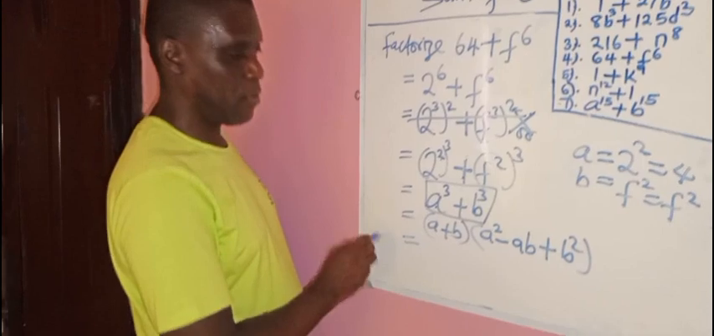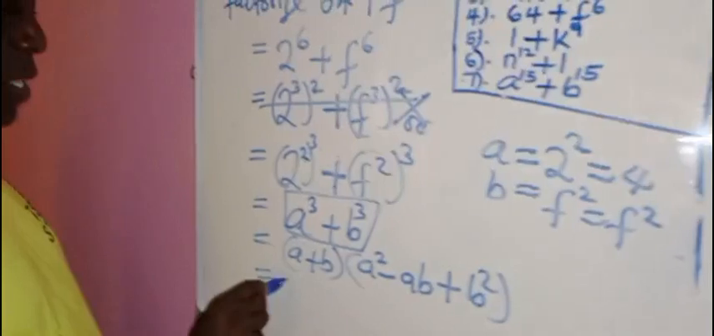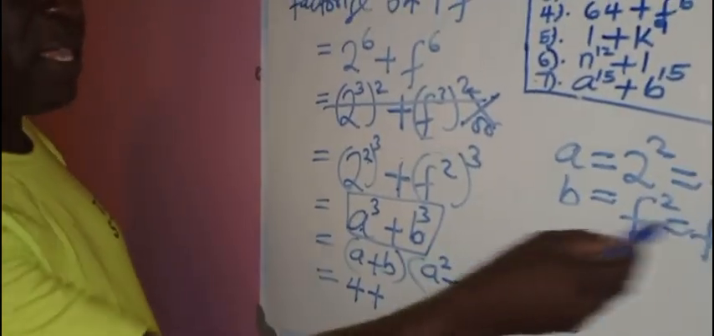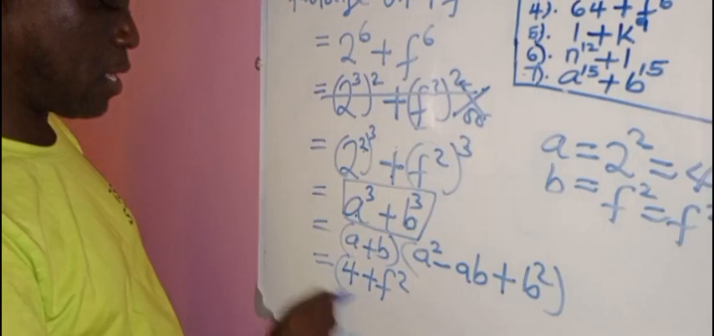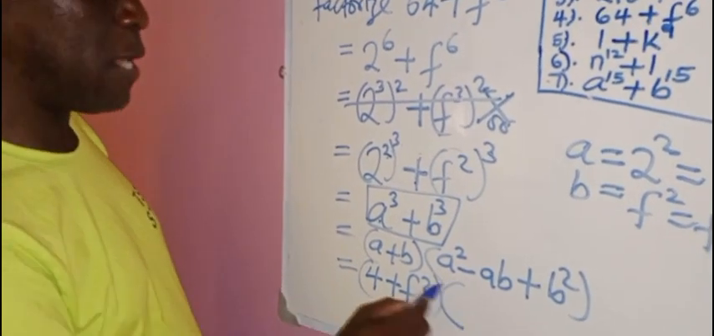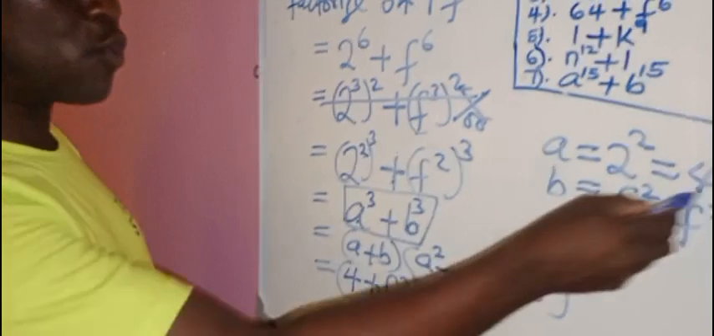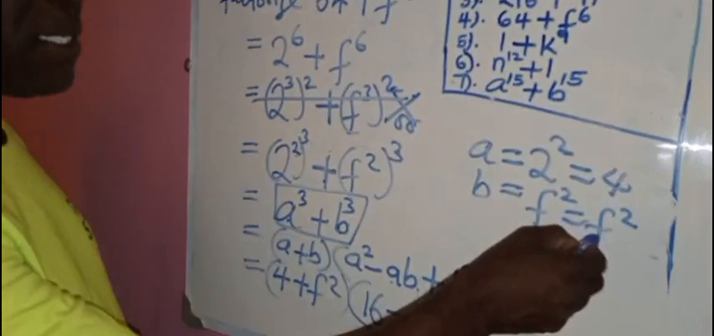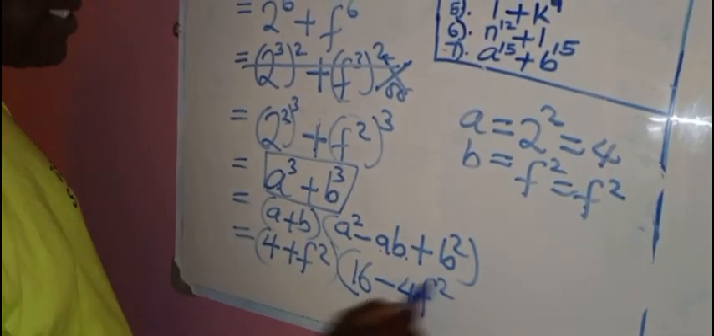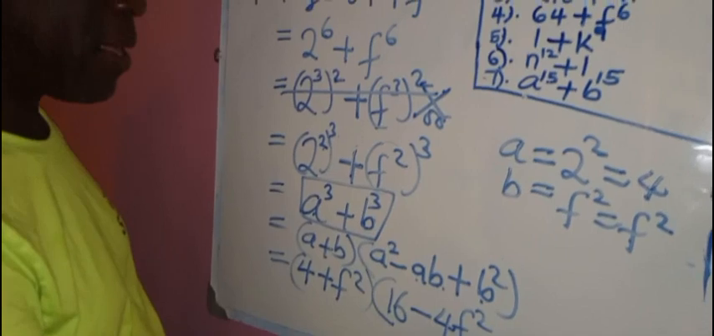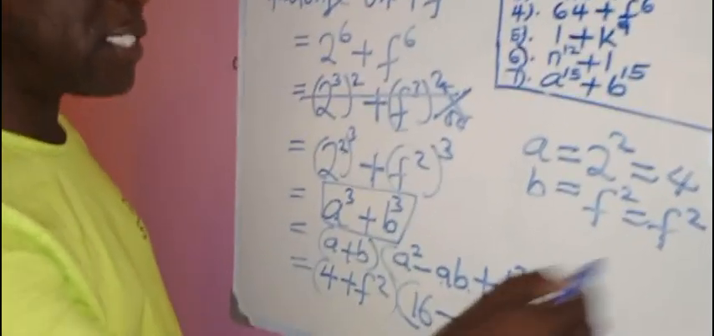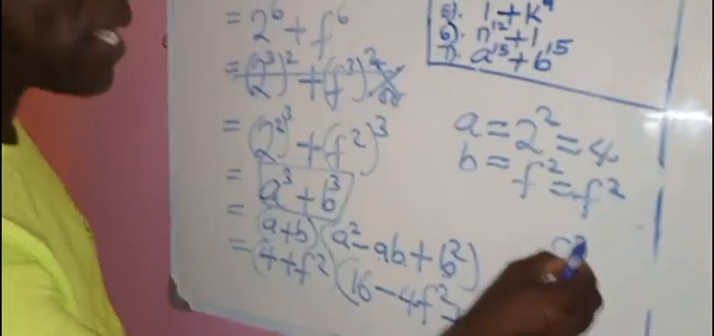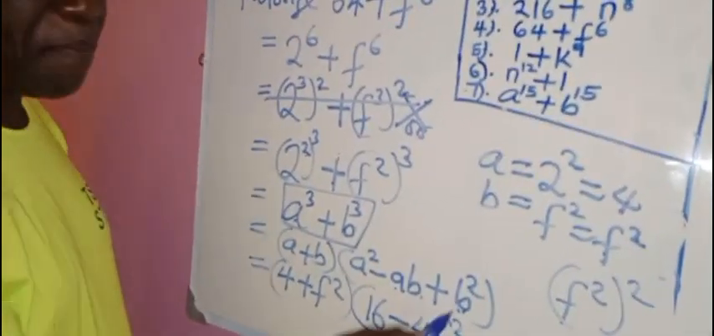Okay, now let's substitute to get our final answer. This is the formula, written from this. A is 4. You just write 4 there. Plus b is f raised to the power 2. Okay, you can see that there is no factor here again. Come here. A is 4 squared. 4 squared, 4 times 4, that's 16. Minus A times B, this times this, that will be 4f squared. Is that clear? Then pick B, B is f squared. Then you square it, that will be f squared squared. You see that? B raised to the power of 2, that will be f squared squared.